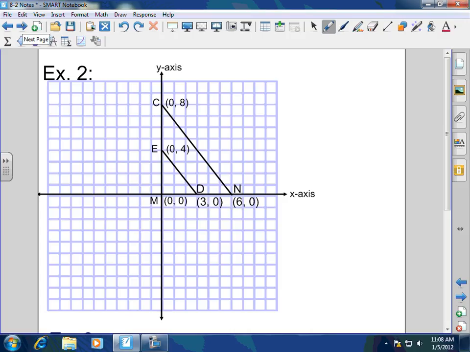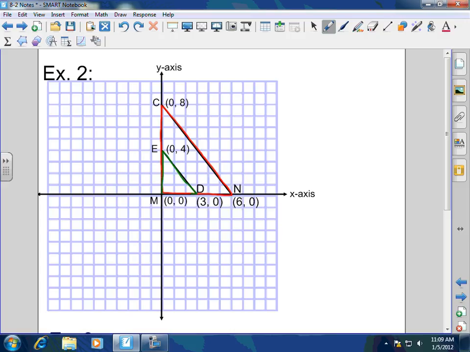Okay. For example 2, they give us all of the following data here. I've got 2 different triangles here. And they tell me that MCN, which we're going to outline right here in red, is a dilation of MED.